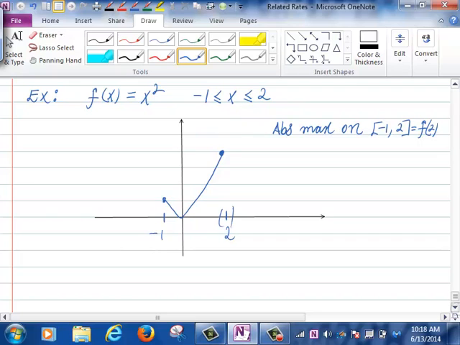So what's the absolute minimum in this case? In this case, the absolute minimum would be the value of f at 0, which is 0, as you said.